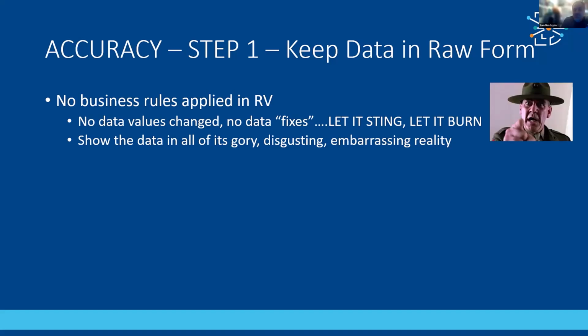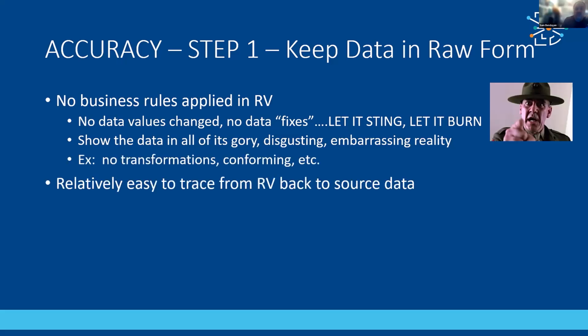Many data guys, we don't like to do this. It's embarrassing how things come in. You just want to fix it. Don't fix it. Let it sting and let it burn. And we're going to talk about why. No transformations or conforming or anything, not in the raw vault. That happens later. And this way, it is relatively easy to trace data from the raw vault back to the source data, which is a very important part of auditability.